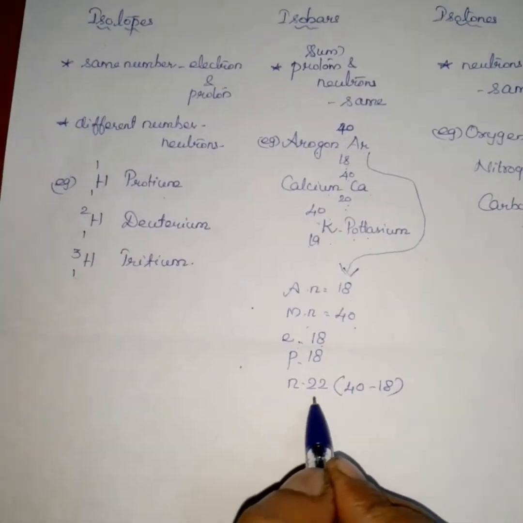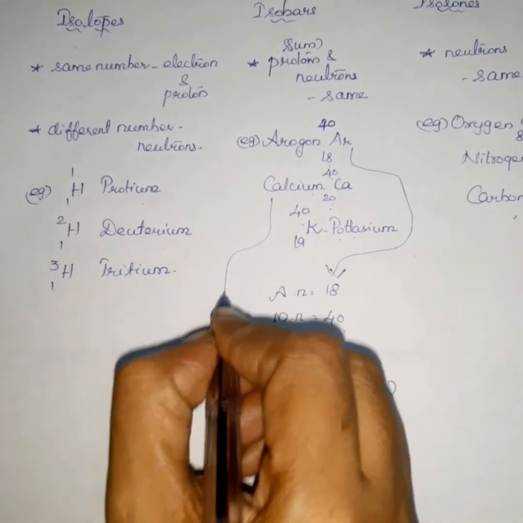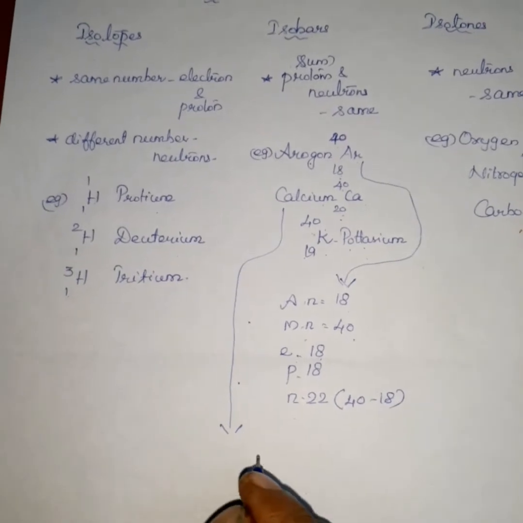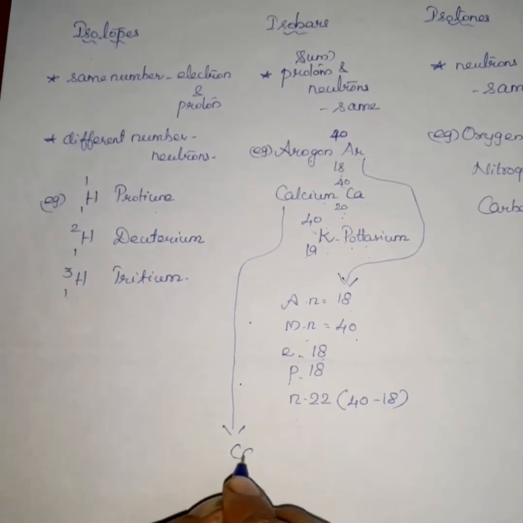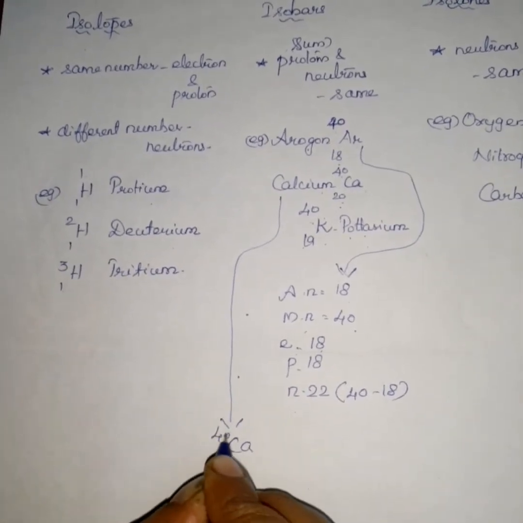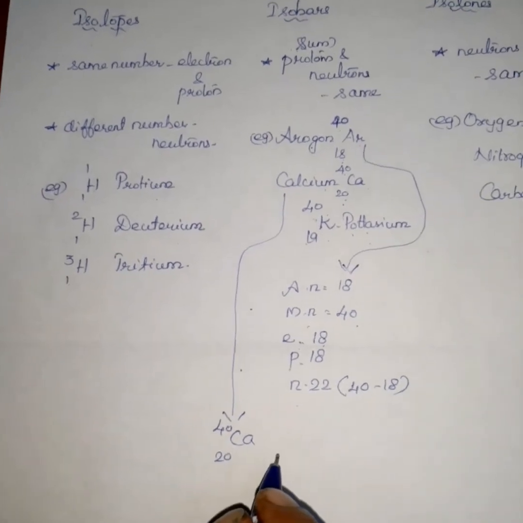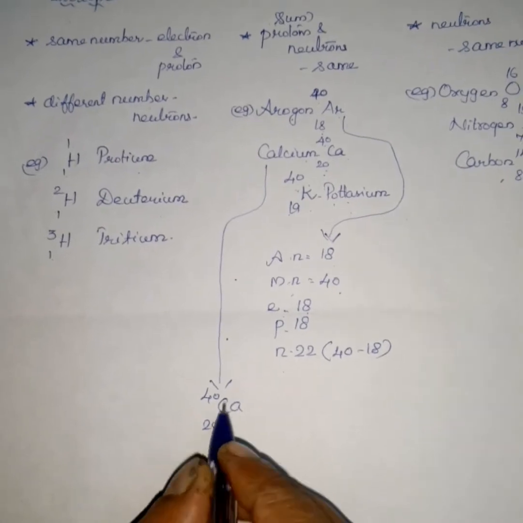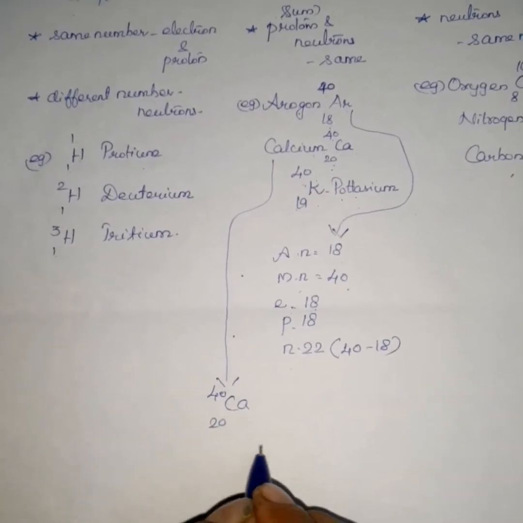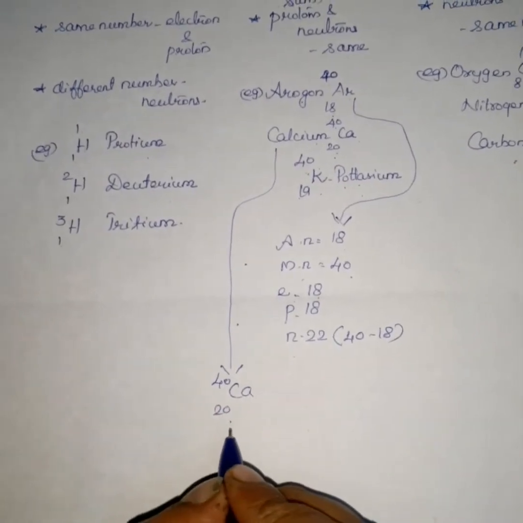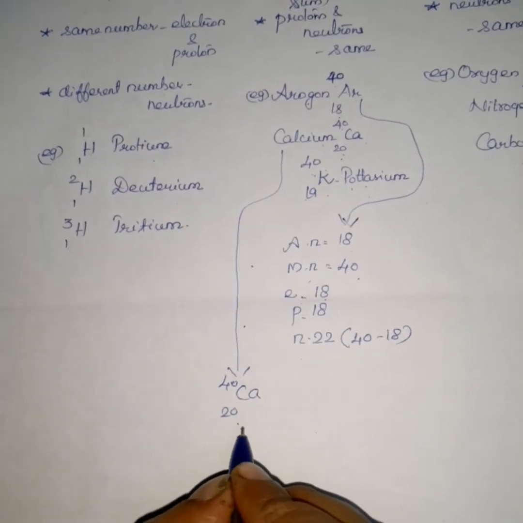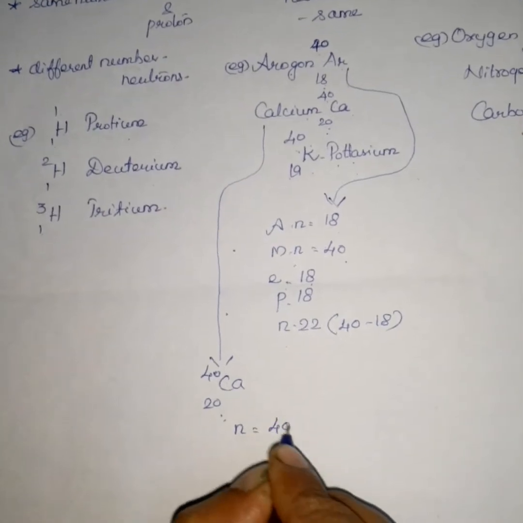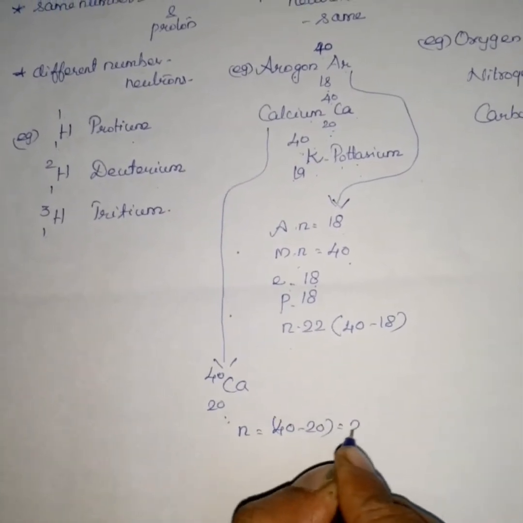Next, consider calcium. Here calcium 20-40. Here the atomic number is 20 and the mass number is also 40. How many electrons are there? 20. How many protons are there? 20. And how many neutrons are there? 40 minus 20 is equal to 20.